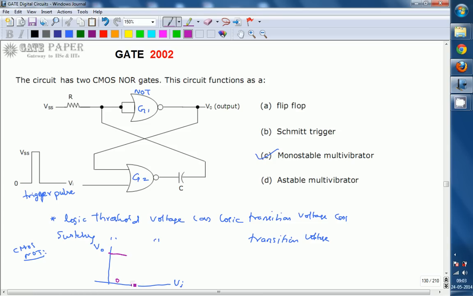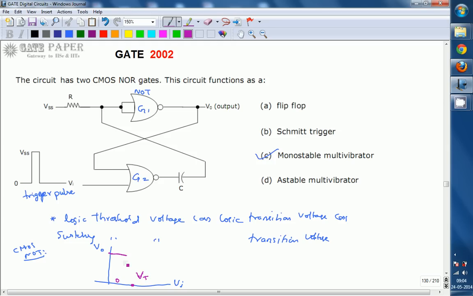So this is going to be Vt, and we are calling it Vt. Don't confuse this Vt with the threshold voltage of NMOS and PMOS, which is specified separately. That is the minimum amount of gate voltage you must apply to induce the channel. That threshold voltage has no connection with this threshold voltage. This is the logic threshold voltage, and that is the normal threshold voltage.